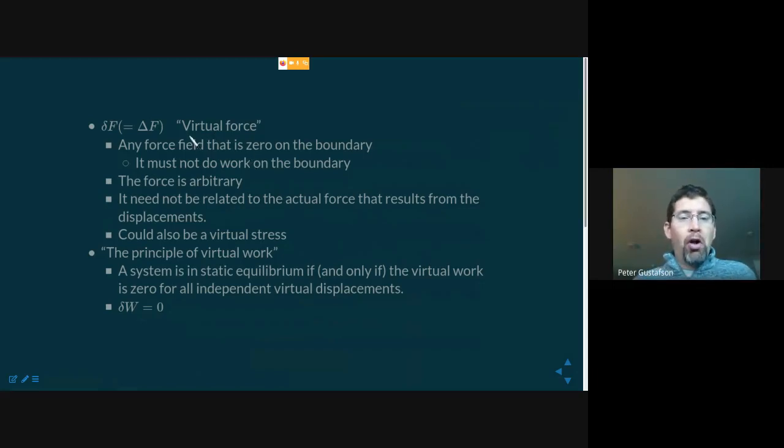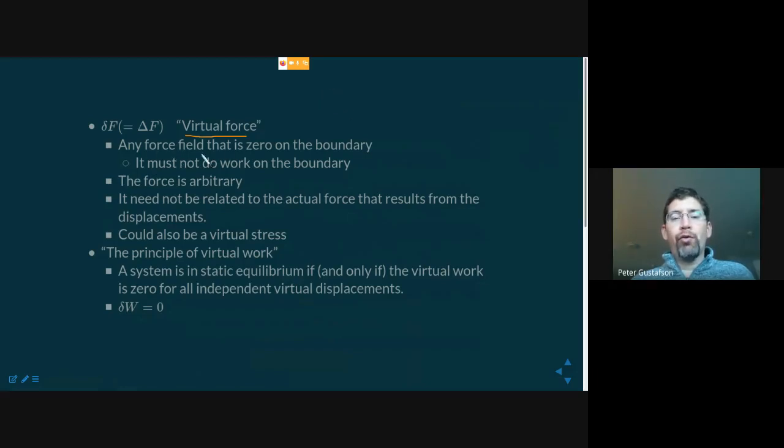Anyway, this small increment in force, analogous to a small increment in displacement, we're going to call a virtual force. This would be any force field, potentially anywhere in the body, although typically we're going to be doing it at external boundaries. It's not required, but it's commonly done that way. Any force field that is 0 on the boundary. Now, what do I mean? I think I actually misspoke there ever so slightly.